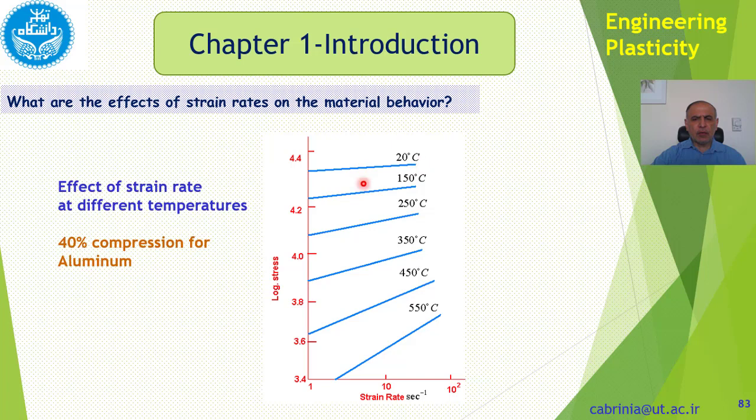At 20 degrees, of course, we see the usual behavior: as these strain rates increase, nothing much happens. It means that aluminum at 20 degrees is not very sensitive to strain rate, okay? But as we increase the temperature, it becomes sensitive, like here.